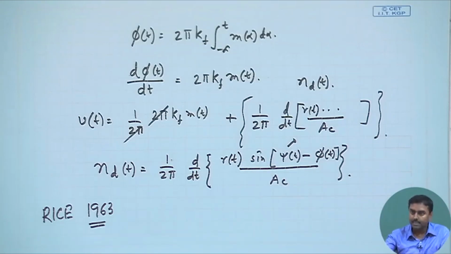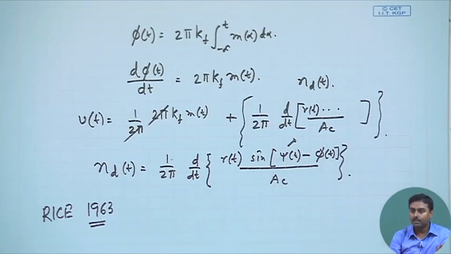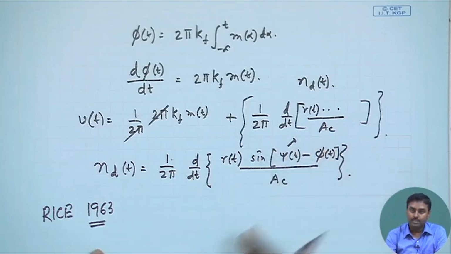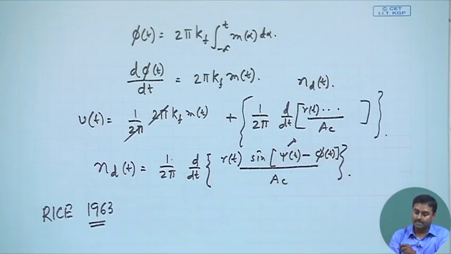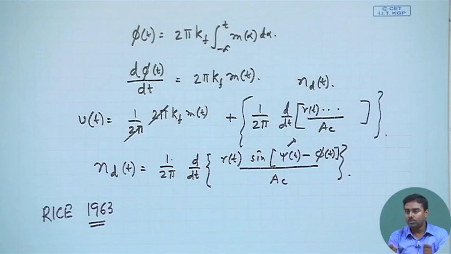So, whatever the message signal is, it is independent of that, and not only that, he could also prove that this psi t, which we had said without proof, is a random process having uniform distribution between 0 to 2 pi. So, what he could prove is that this also becomes independent of the message signal, even though phi t is there, and this is also uniformly distributed between 0 to 2 pi.